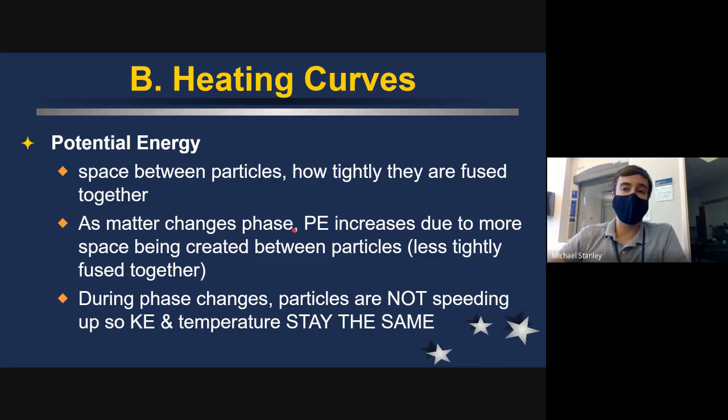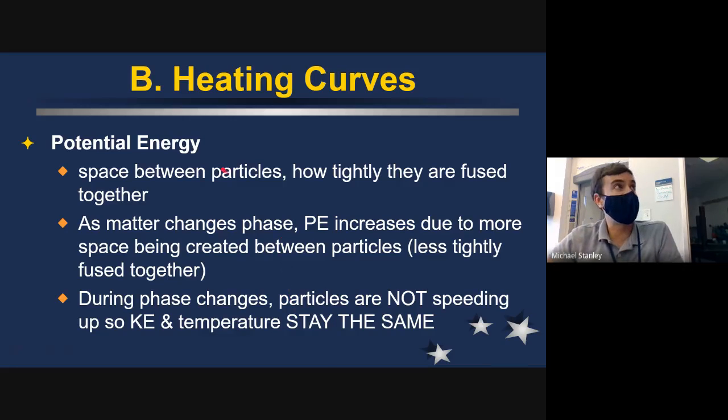So the reason these areas are flat on the curve, not going up or down, is that while this phase change is happening, the particles are not speeding up or slowing down. They're moving the same amount. They're just being forced to be either more spread apart or more close together. So during these changes, the kinetic energy and the temperature stay the same. The heat isn't changing the temperature. Instead, it is changing whether the matter is a solid versus a liquid, or a liquid versus a gas.